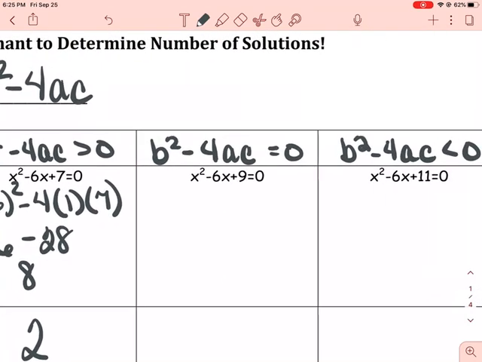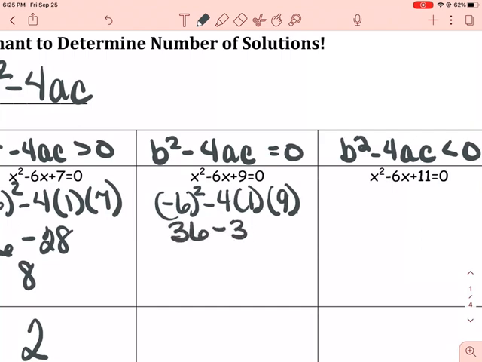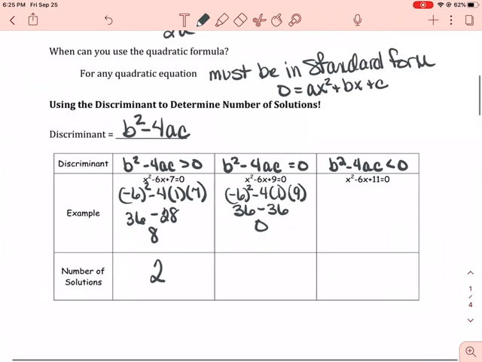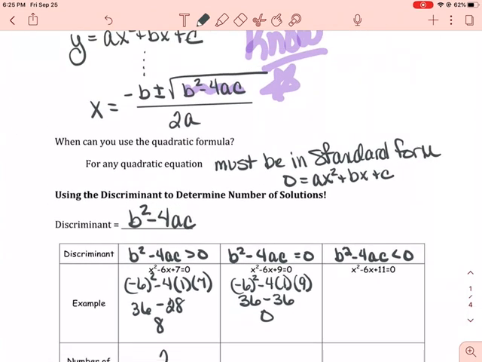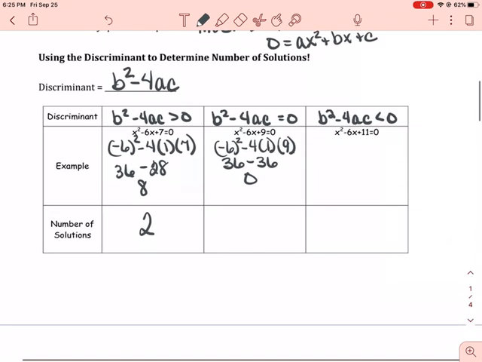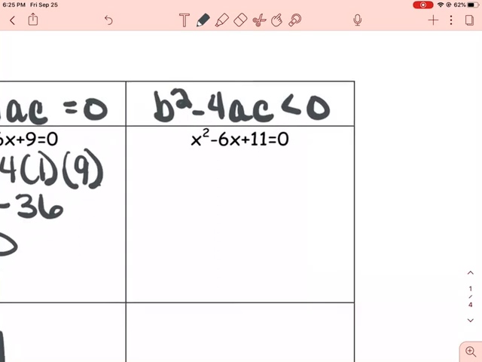All right. So what happens if we're equal to 0? Okay, so b is negative 6, minus 4, a is 1, and c is positive 9. So we get 36 minus 36, which is 0, which means we're dealing with the square root of 0, which means in the formula, we just have negative b over 2a because the square root of 0 is 0, which means there's only 1 solution. Okay, so if you have a positive number underneath the square root, you're going to get 2 answers. If you have equal to 0 or 0 underneath the square root, you're going to get 1 answer.